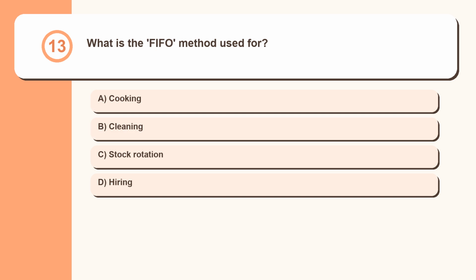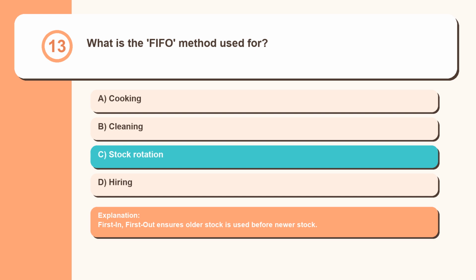Question 13. What is the FIFO method used for? Cooking, cleaning, stock rotation, hiring. First in, first out ensures older stock is used before newer stock.